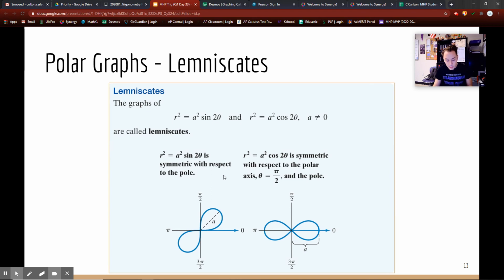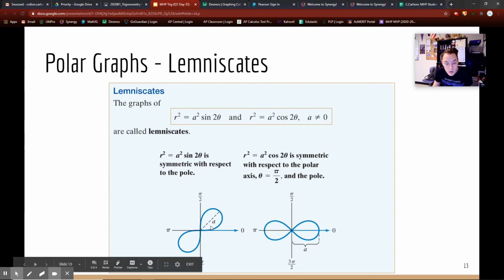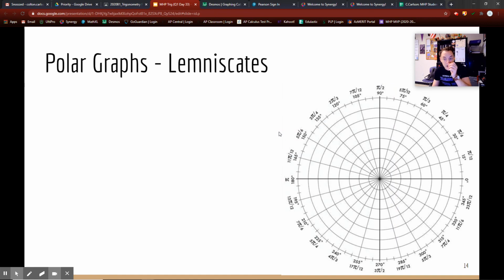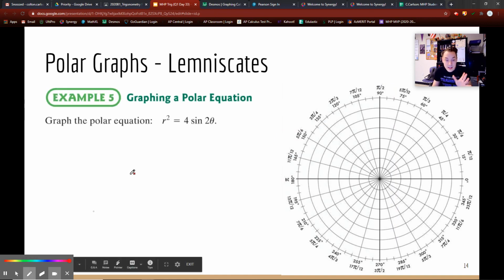And then last, what we have is called lemniscates. So we're almost done here. These are the equations for lemniscates. They're rather odd. They look like little infinity signs or peanuts. They're just never ending. It is symmetrical with respect to the pole if it's sine, and then symmetrical to the pole and the line pi over 2 if it's cosine. So these are actually really great. They already tell you what it's symmetrical about. If you get a lemniscate like this, it's automatically going to be symmetrical to these things, depending on if it's cosine or sine.